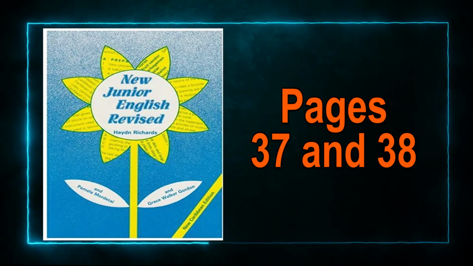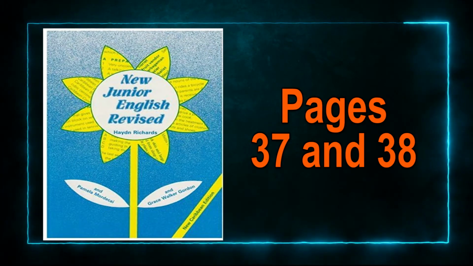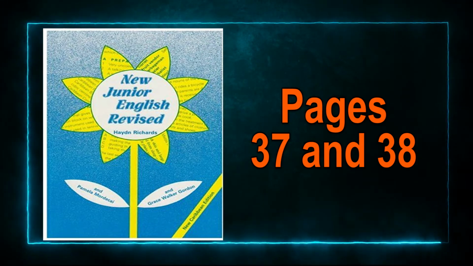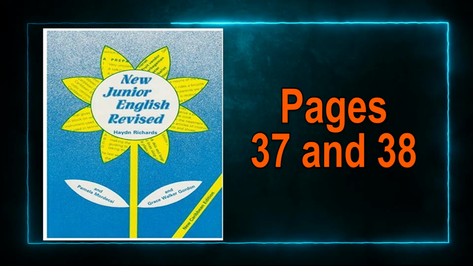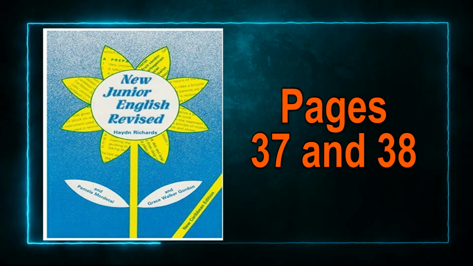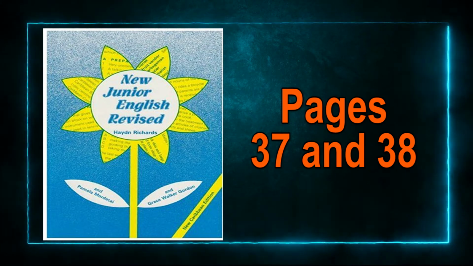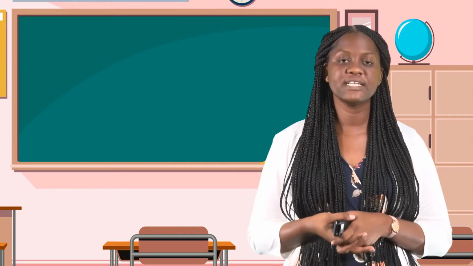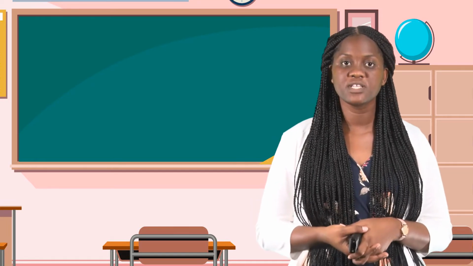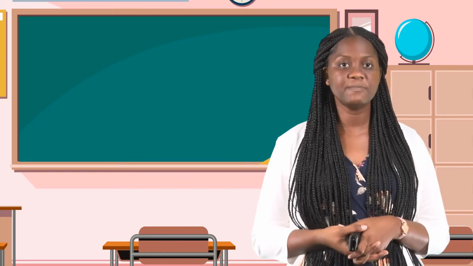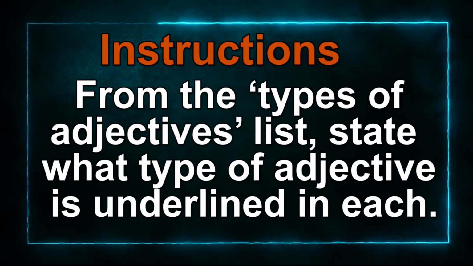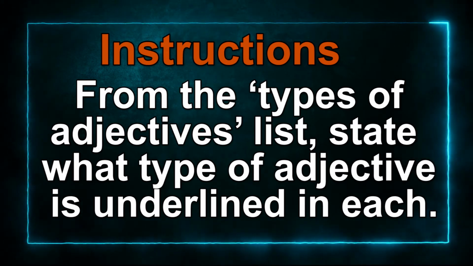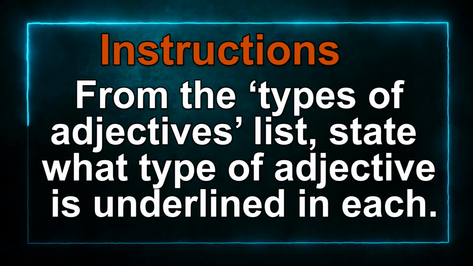On page 37 of the New Junior English Revised, you can find a comprehensive list of proper adjectives, and on page 38, there are several practice exercises. Be sure to check it out. So, let's look at an exercise that will allow us to apply our knowledge of the types of adjectives. The instruction: from the types of adjectives list, state what type of adjective is underlined in each.